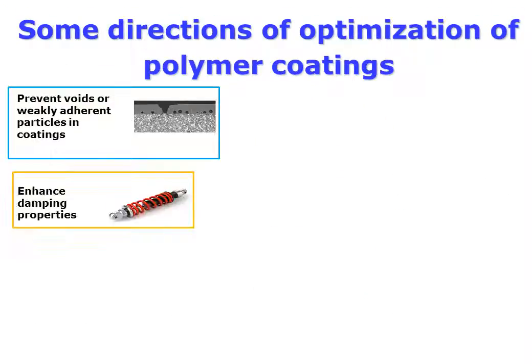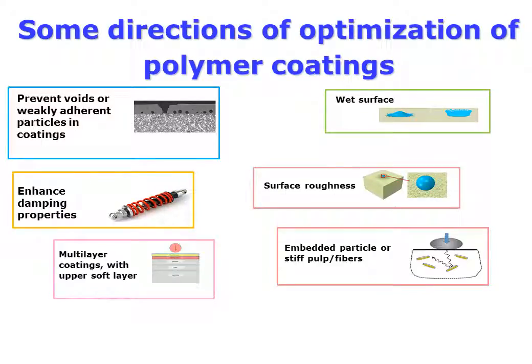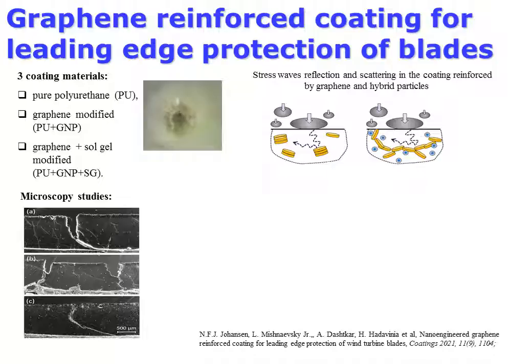On the basis of our investigations, one can formulate some directions of improvement of polymer leading-edge protection coatings. First, one should enhance the manufacturing quality of coatings, prevent void formation, and ensure good attachment of particles to the matrix. Enhance the damping properties of the coatings, use multi-layer coatings with an upper soft layer, and prevent surface roughness.